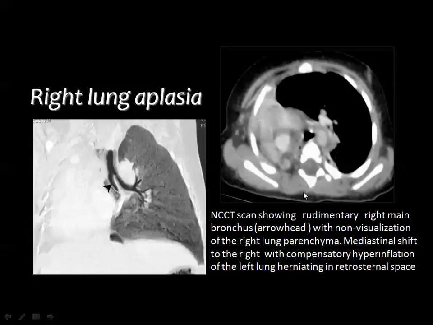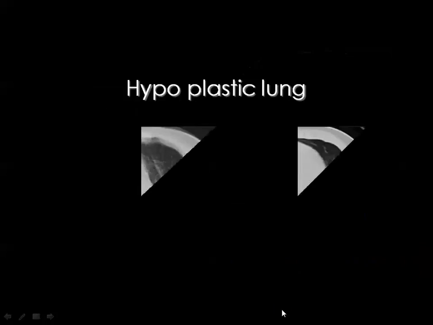In this example, you can see the trachea and the left main bronchus, which is good, showing the normal bronchi, but the right main bronchus is atretic or aplastic. As you can see, there are no bronchial divisions to the right lung.